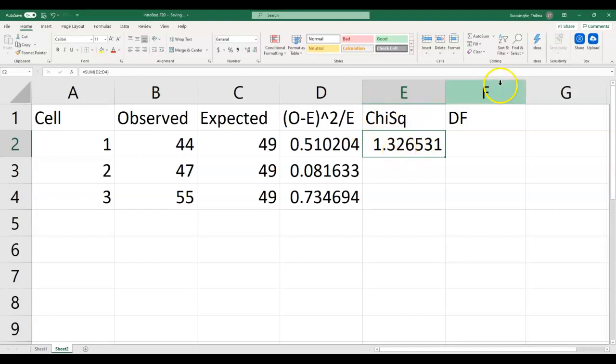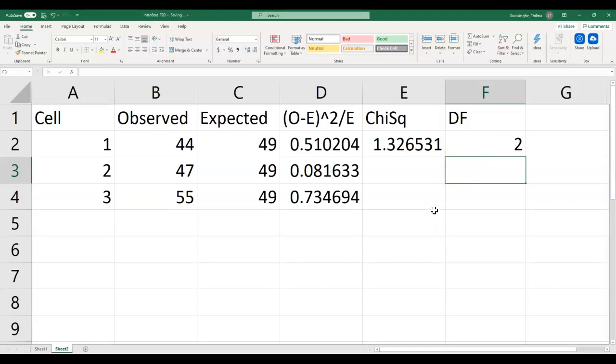Now it asks for degrees of freedom. DF stands for degrees of freedom. Degrees of freedom is sample size minus 1. What is your sample size? Your sample size is 3. You sampled that bean population 3 times. So 3 minus 1 is 2. Now you have the calculated chi-square value, and you have the degrees of freedom.